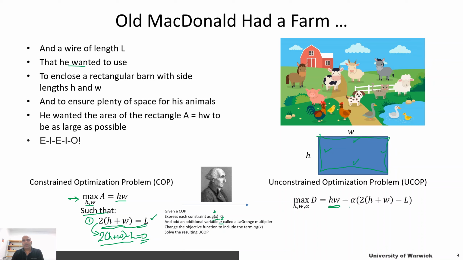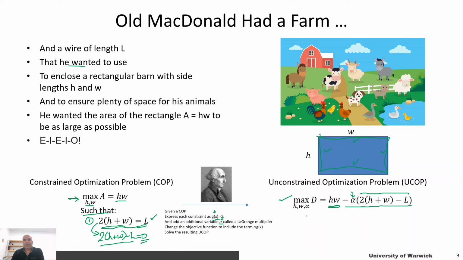And then what you need to do is just modify the objective function by subtracting this alpha times the g of x of the constraint, which is the left-hand side of our constraint, which comes out to be 2 times h plus w minus L. And there's a proof which we'll, of course, not cover, which says that if we solve this optimization problem, which is now an unconstrained optimization problem in 3 variables rather than a constrained optimization problem in 2 variables, then it will solve the original problem that we have over here.